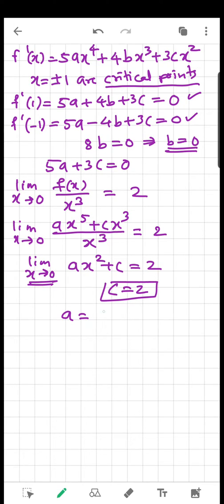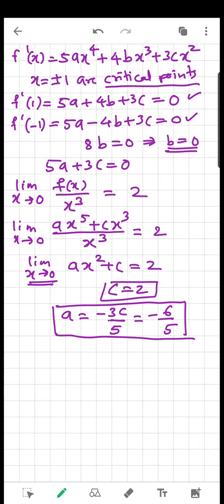So the a is minus 3c by 5, minus 3c by 5. So that is equal to minus 6 by 5. That is the value of a. And hence we got b is equal to 0. So we got actual f of x now.